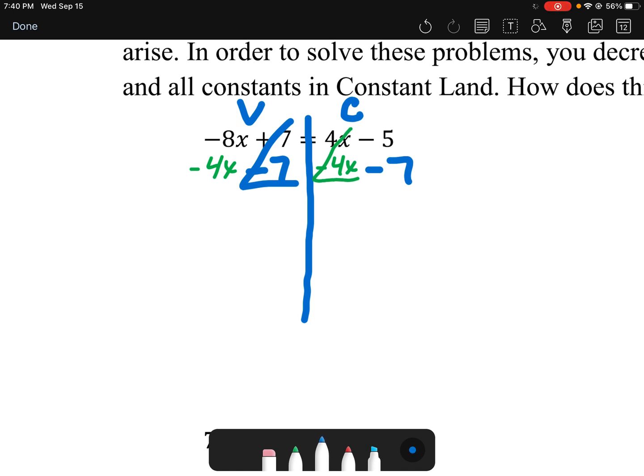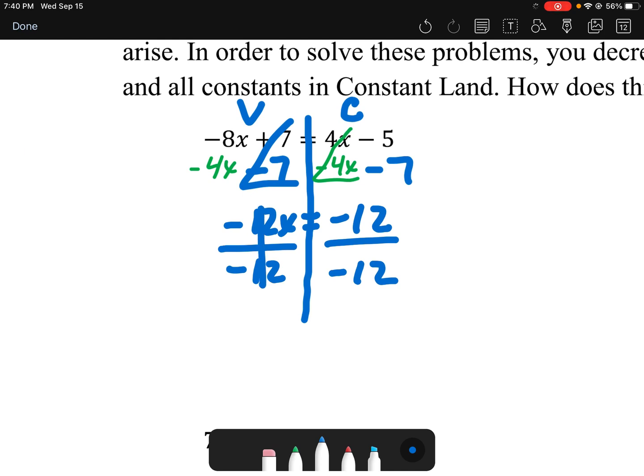So then on my left side, I have negative 8x minus 4x, or negative 12x. And on the right side, I have negative 5 minus 7, or negative 12. Now all my variables are on one side, all my constants are on the other. Now I can go ahead and solve this equation. I have negative 12x is equal to negative 12. To get x by itself, I can divide both sides by negative 12. Canceling those out, I have x is equal to negative 12 divided by negative 12, which is 1. So I solved it, x equals 1.